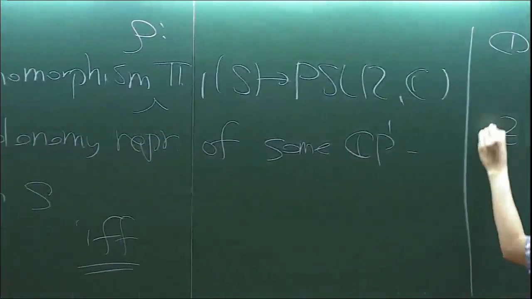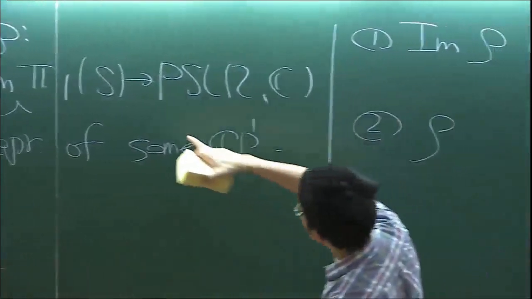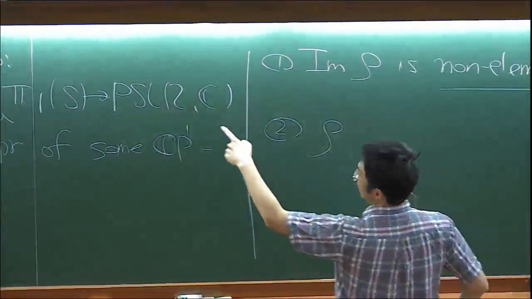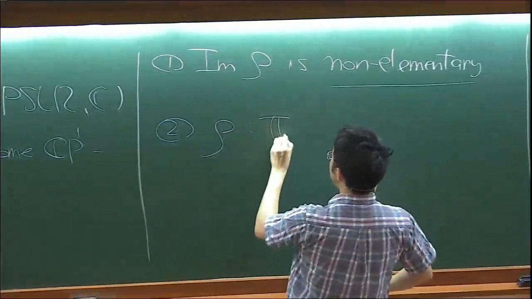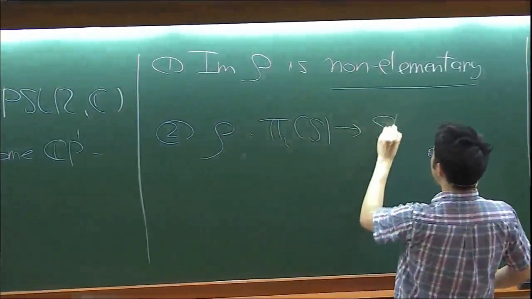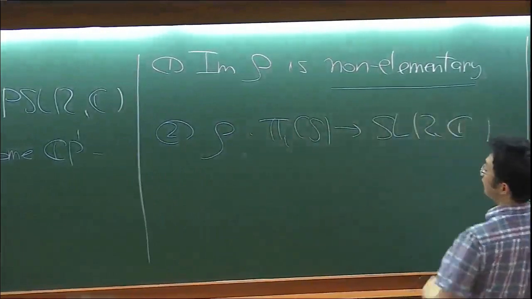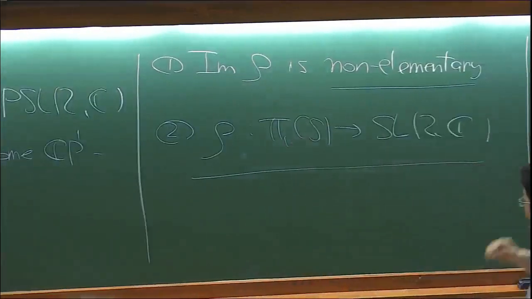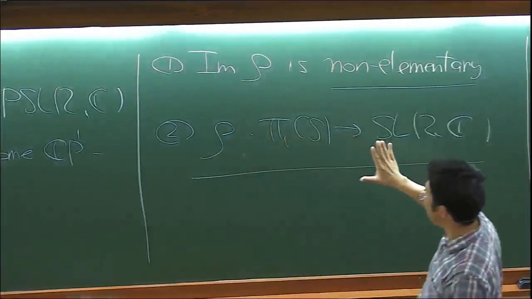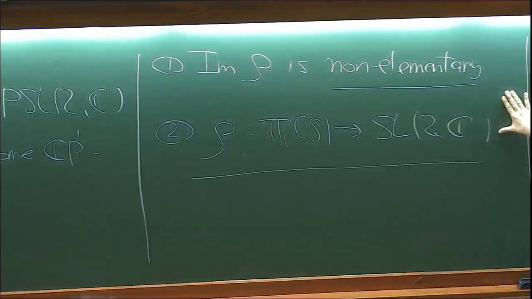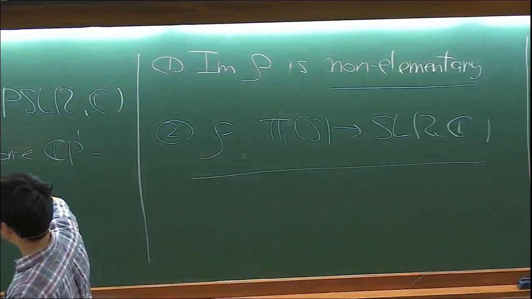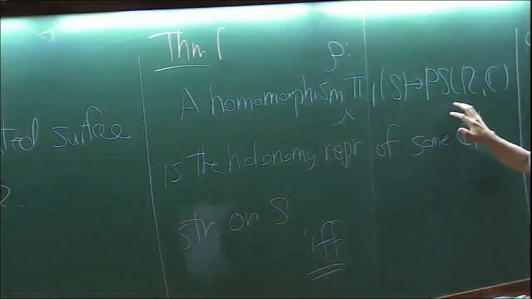And the second condition is that rho is originally a homomorphism into PSL2C, but it lifts to the double cover of PSL2C, so from pi_1 of S to SL2C. Those conditions are algebraic conditions which characterize being a holonomy representation of a CP1 structure.